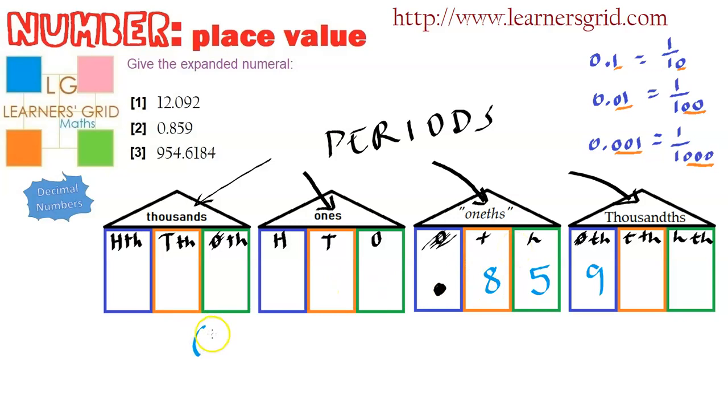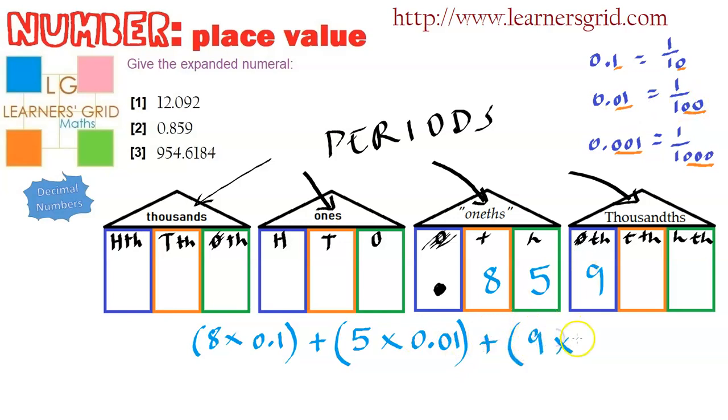So we start with the face value, which is 8, whatever the digit is, just looking at it, multiplied by its place value. Place value is the tenths, so again, 0.1. Plus, next one is 5, face value, multiplied by its place value, which is the hundredths, so 0.01, plus 9 times, this is the thousandths, so it's 0.001. So that's one way you could give the expanded numeral.